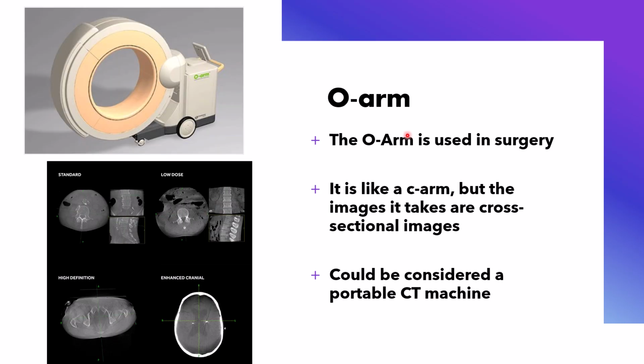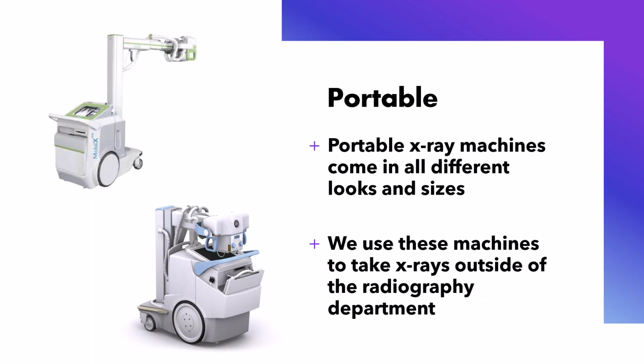It is something very much like the C-arm, but it is O-shaped or a complete circle. It is like a C-arm, but the images you receive look much like a CT image or an MRI image. They're cross-sectional. They're sectional images. So this could be somewhat considered a portable CT machine. There are portable CT machines.